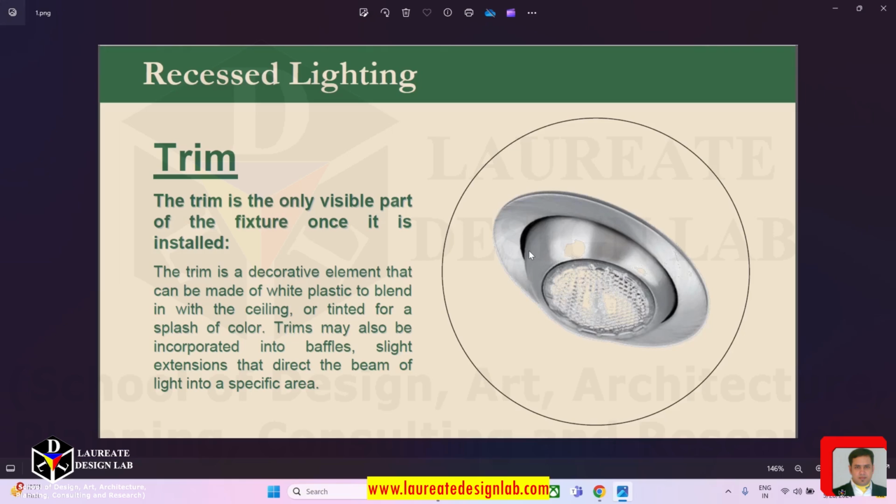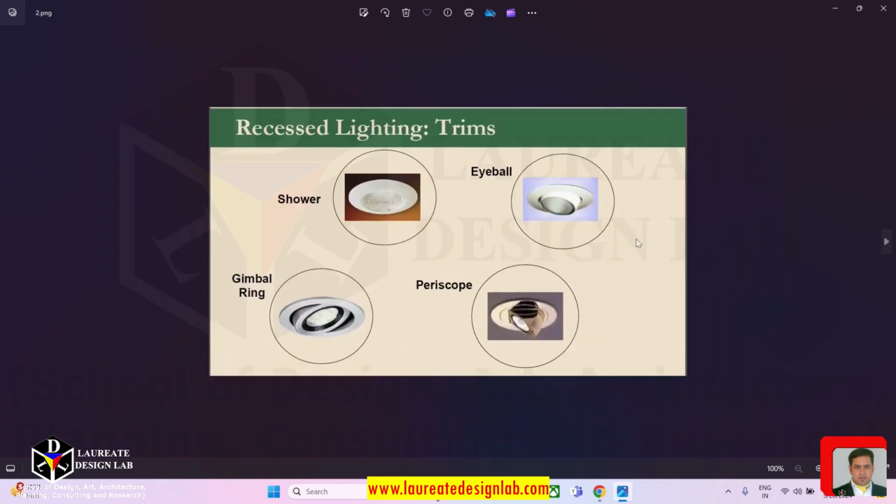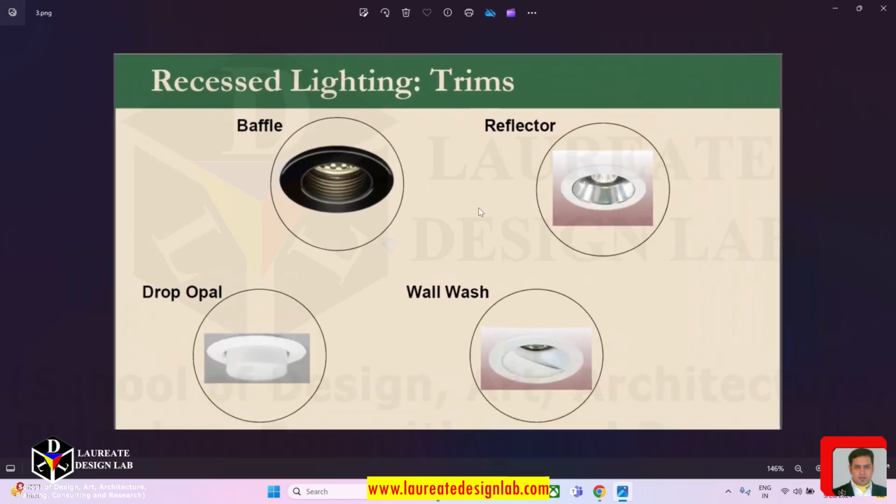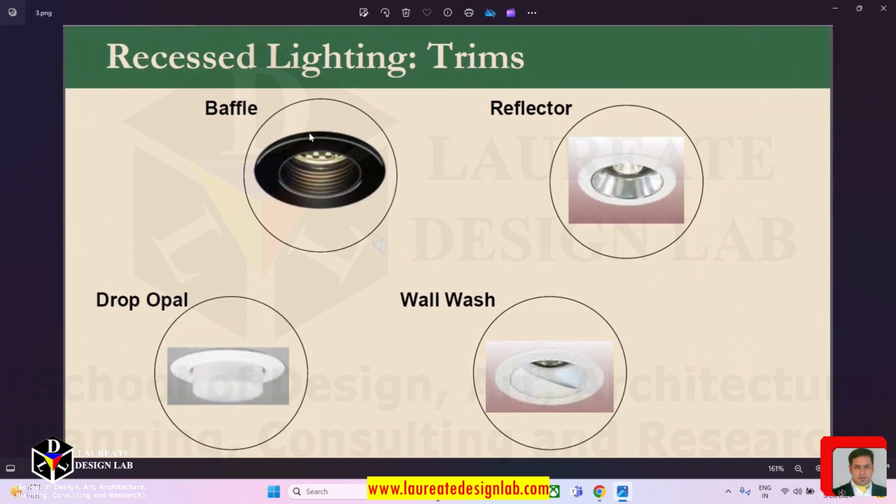जैसा कि हमेशा मैं करता क्या हूँ कि with the help of photo I explain different types of lights. Recessed lighting trims में पहला जो दिख रहा है आपको Shail. Then we have eyeball, gimbal ring, periscope, and then we'll be learning about baffle, reflector, drop opal, wall wash.